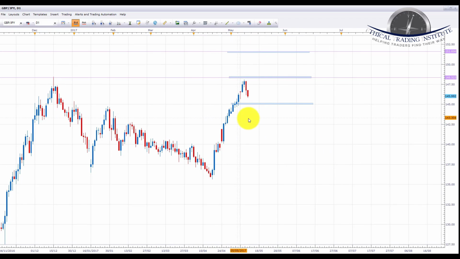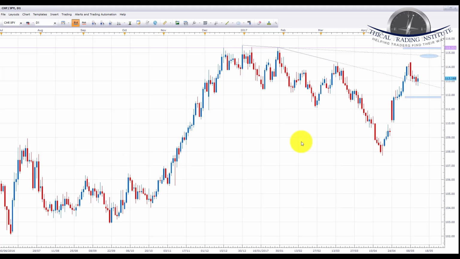Just note that we may get a pullback first, though, to the 145.00 psychological level here. So if we do get a pullback into this area, I would probably not look at taking shorts into this area. But if we get a pullback into this area, then I'll be looking at taking a long position from here if we get the right setup. And I'll be looking at taking this up to the 148.32 area up here.